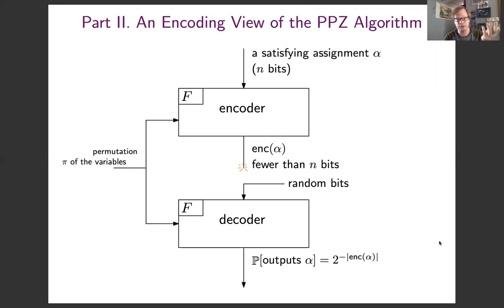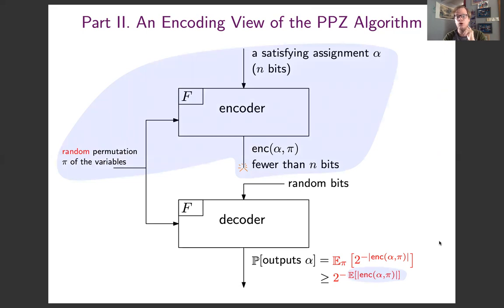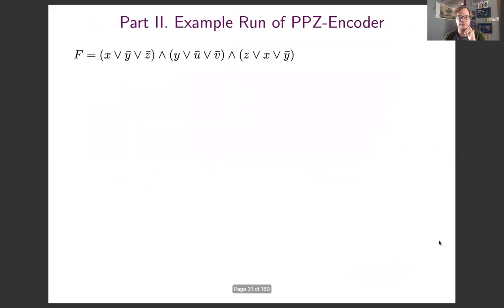There is an additional input, a permutation of the variables. So this is going to be very important. So we should write encoding alpha pi, and it's going to be a random encoding. So we should put the expectation around it. We can apply Jensen's inequality. So we can focus now actually on the average code length of this assignment. So 2 things: how does the encoder work? How does one analyze the average code length? This is how the encoder works.